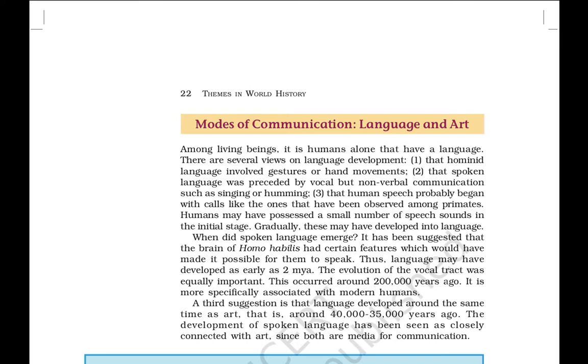The evolution of the vocal tract was equally important. This occurred around 200,000 years ago. It is more specifically associated with modern humans.